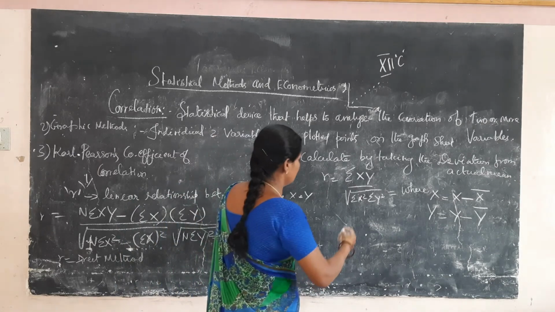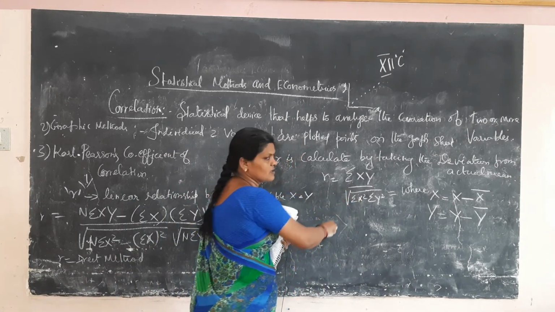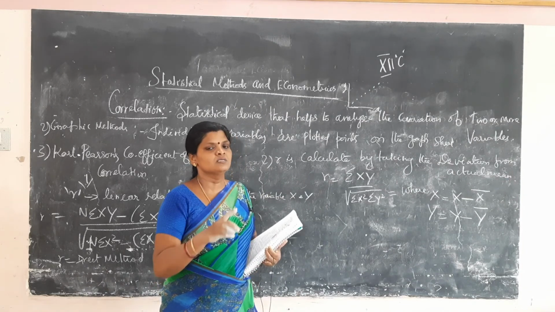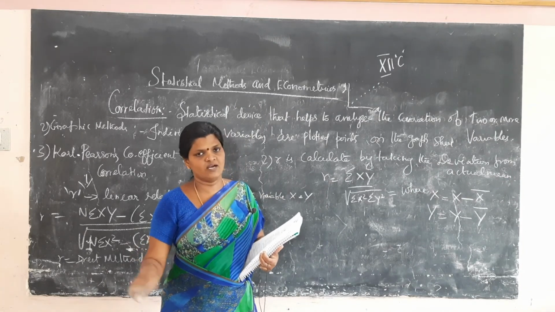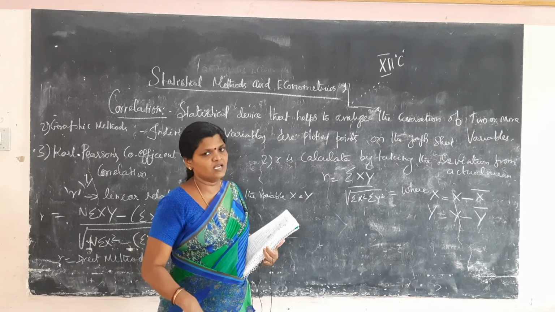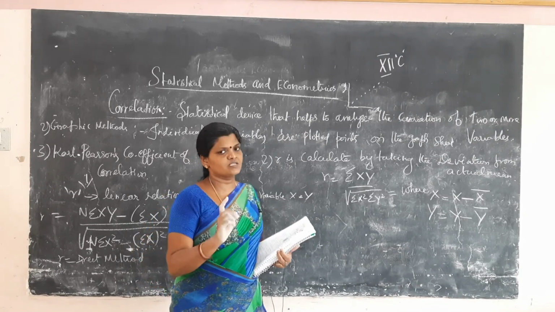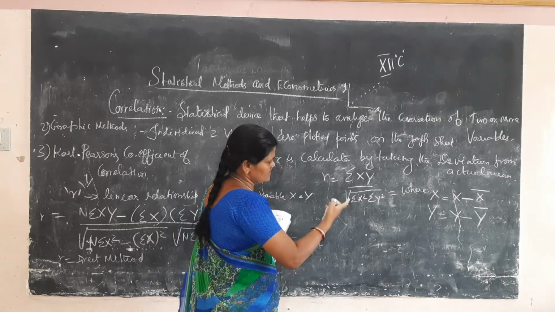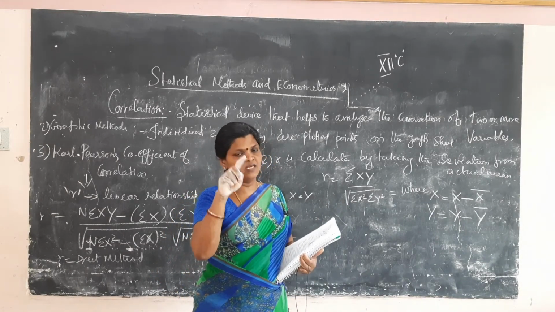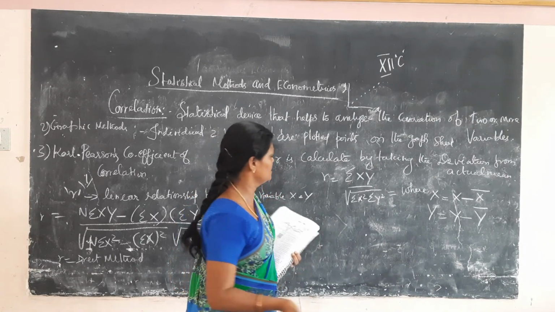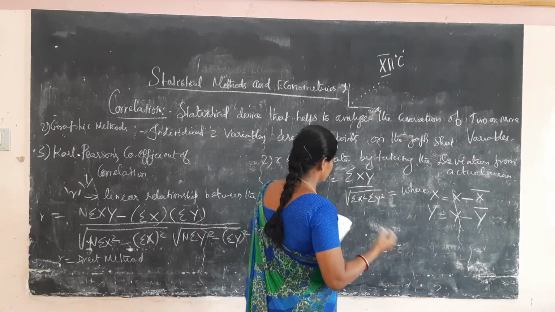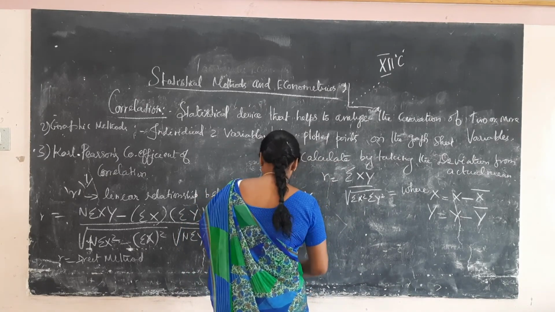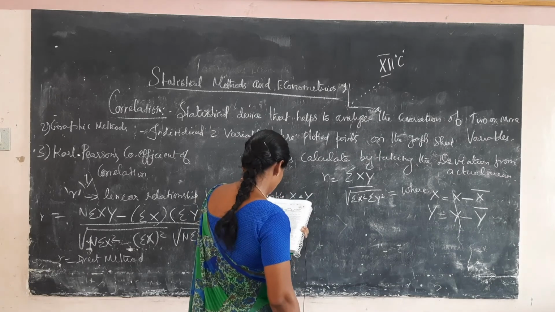When using the deviation from actual mean, you have to use this formula: R is equal to sigma xy divided by root of sigma x square into sigma y square. For x we take x minus mean, and similarly for y we take y minus mean. When calculating with the assumed mean, you have to take this formula. What formula?